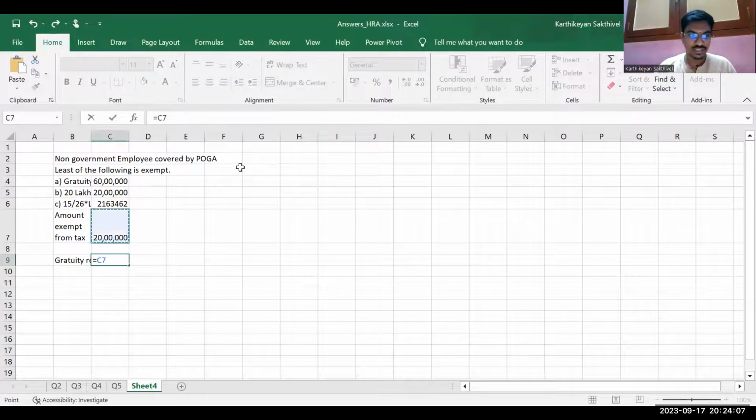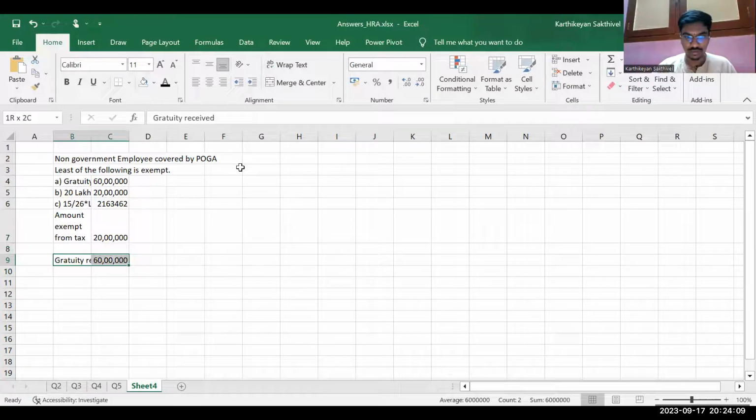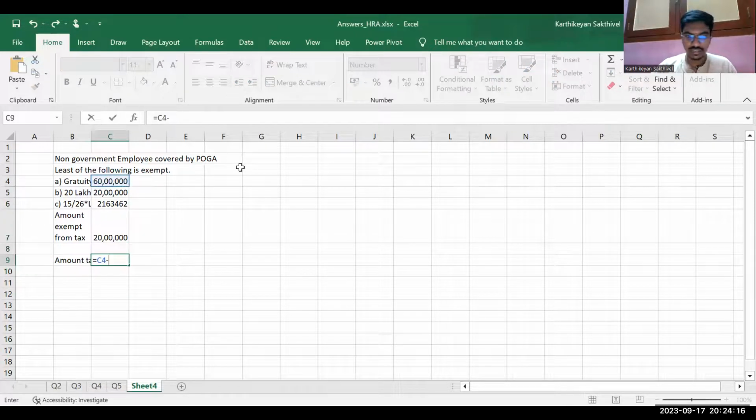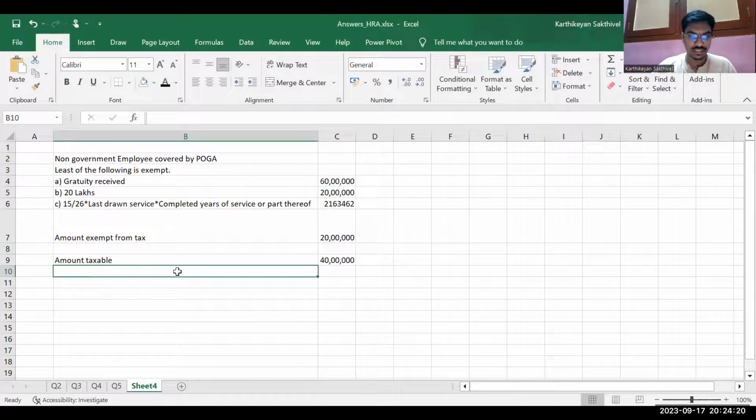Gratuity received is 60 lakhs. I'll just put it here itself. Amount taxable is equal to 60 lakhs minus the amount which is exempt from tax, which is basically 40 lakhs. Correct?